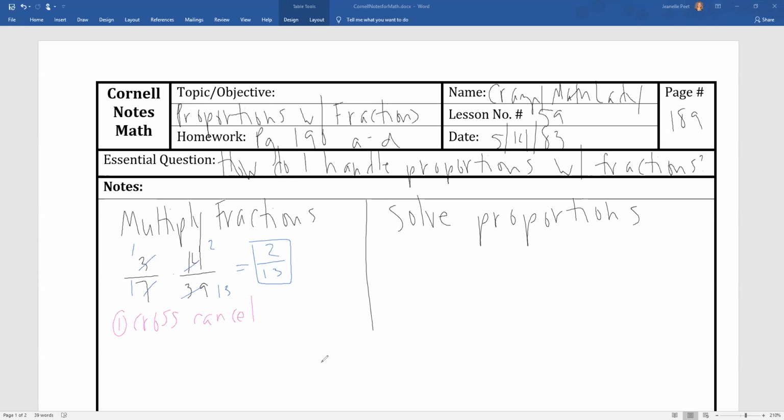So that would be something like 3/10 equals, I don't know, something over 35. Now take your highlighter or a colored pencil, whichever one you want. I'm going to circle this, and in a different color, I'm going to circle that. So what I end up with is 10 times x equals 3 times 35.